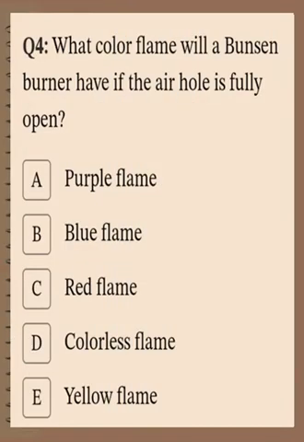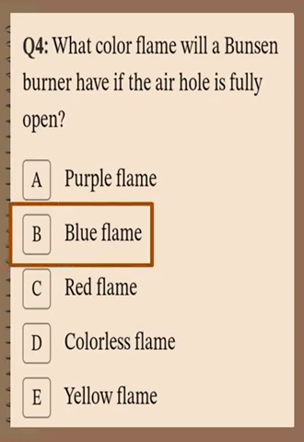Question number 4, what color flame will a Bunsen burner have if the air hole is fully open? We have here a high burner or high Bunsen flame, and its color will be blue. It's due to the gas we used that we have a blue flame.